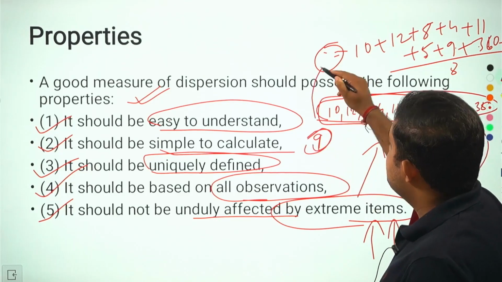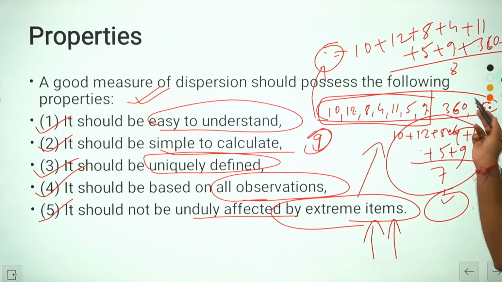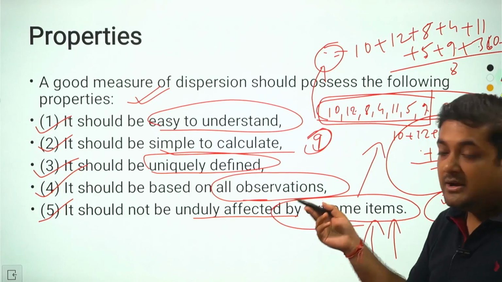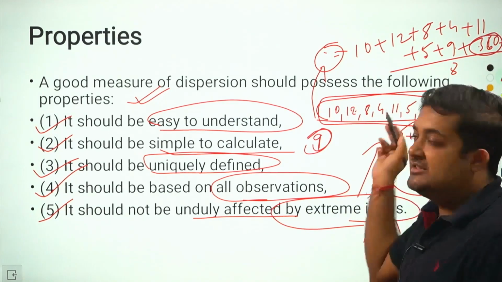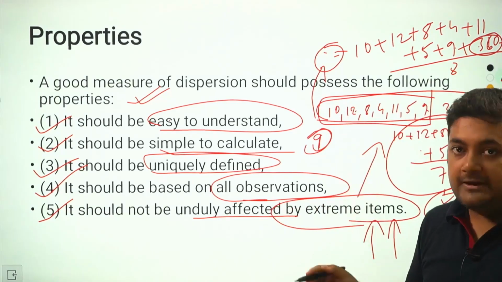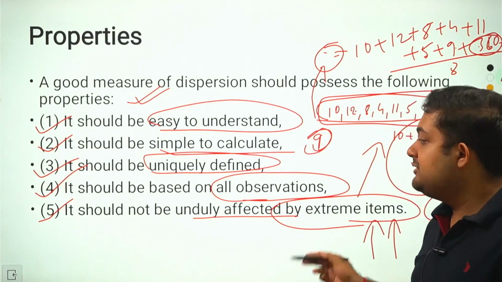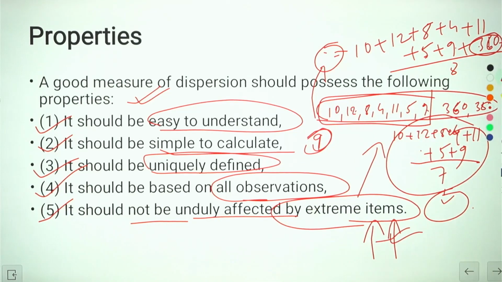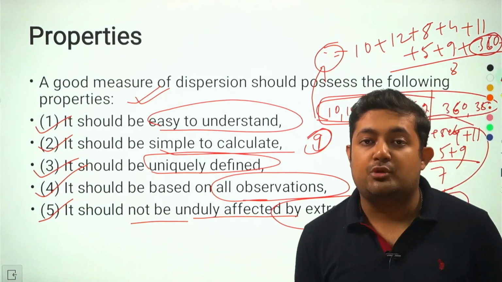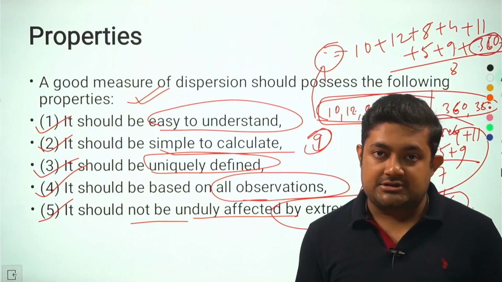As compared to this, so we can say this series is affected by extreme items. 360 is our extreme item in this case. So this should not be, okay? So measures of dispersion etu jate nohoy, so it should not be unduly affected by extreme items. So these are some of the important properties of measures of dispersion, okay?